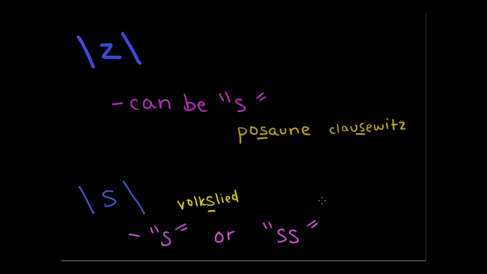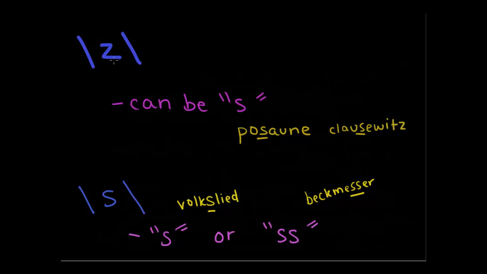Another option for the spelling is SS, which isn't that common. Example is Beckmesser. You would just have to know the word or the root again to figure it out. Again, SS is not too common in German, so the main point here is we're focusing on the S. The letter S can represent the Z sound, Posaune, Clausewitz, or the S sound, as in Volkslied.